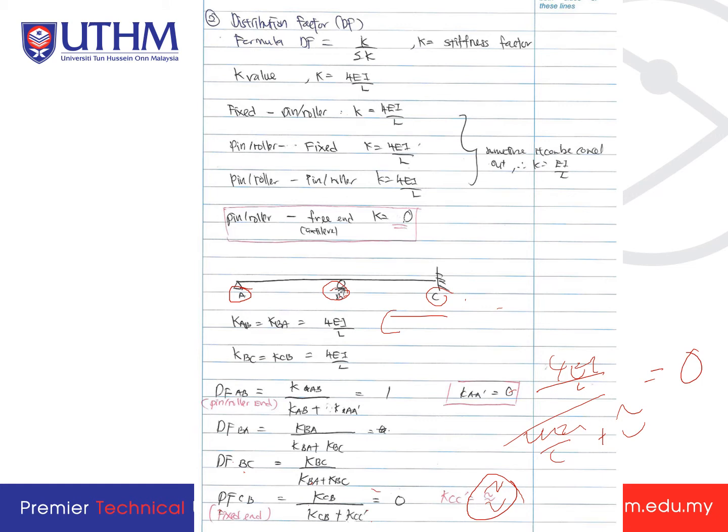So remember, when you have a fixed end, the DF is 0. Remember for this, it is 0. When you are at the pin roller, here is 1. When you're at the fixed end, here is 0 for the DF.